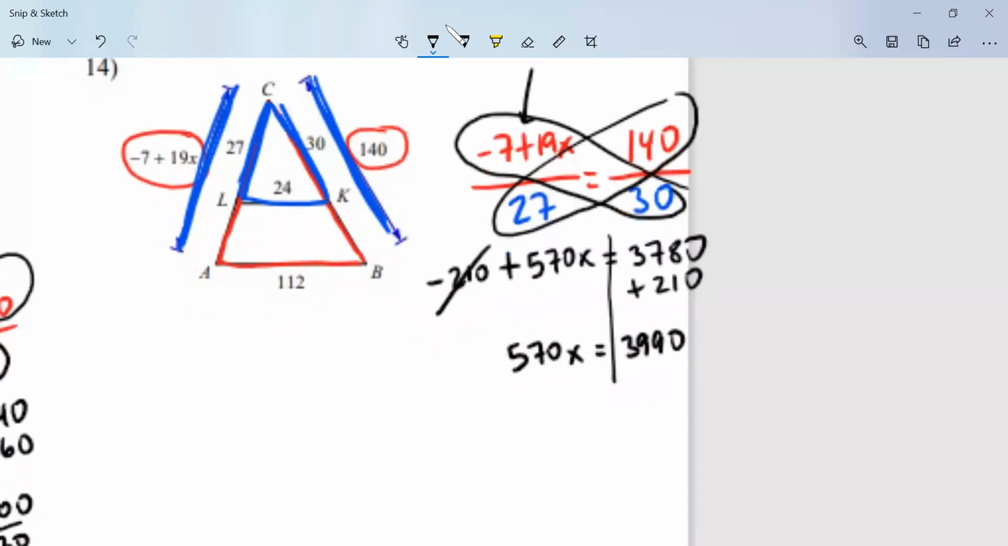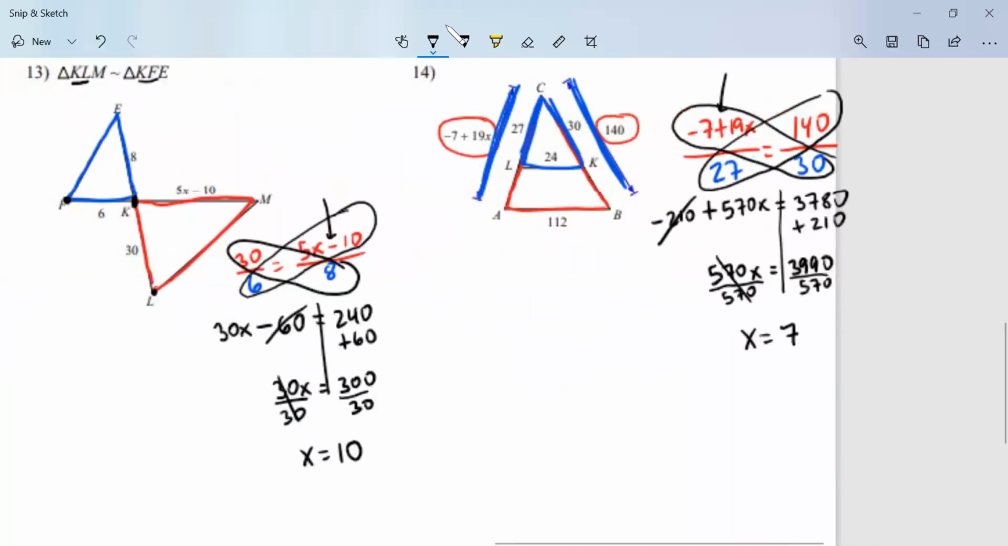To get x by itself, let me divide both sides by 570. I always divide it by the number in front of x. So I get x equals to, now 3,990 divided by 570 is equal to 7. So x is equal to 7. Beautiful.